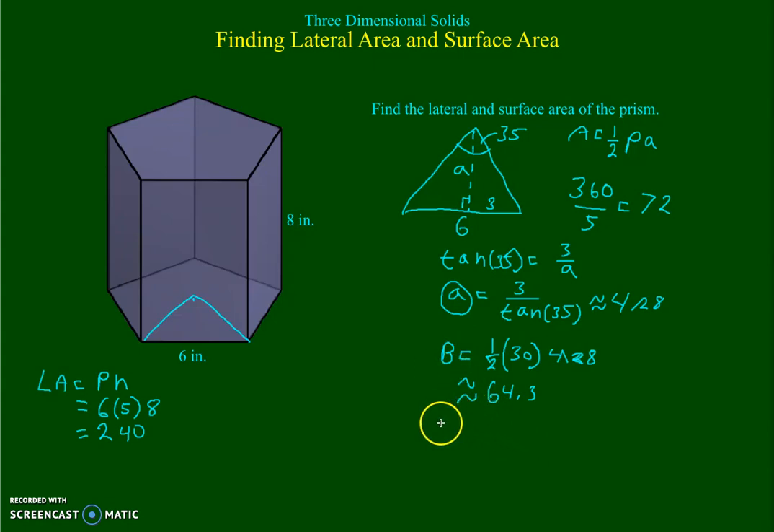Now, I'm going to put this all together. So, surface area equals lateral area plus 2 times area of the base, which is 240 plus 2 times 64.3, which is approximately 368.5. That'll wrap it up for this part, and I'll talk to you again in the next video.